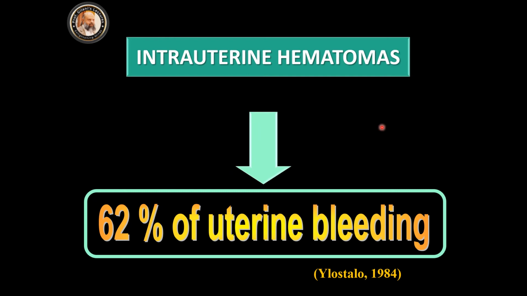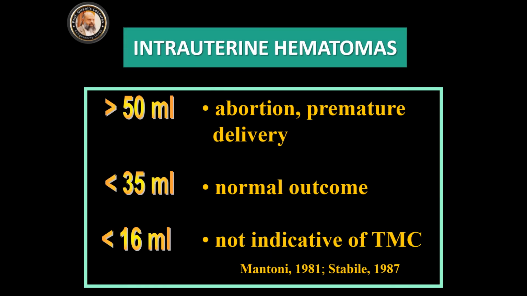Intrauterine hematomas can be found in about 62% of uterine bleeding. It is according to one of the studies which was published in 1984. If the intrauterine hematoma is above 50 ml, abortion or premature delivery can occur. If it is less than 35 ml, there will be an abnormal outcome, whereas if it is less than 16 ml, it is not indicative of any pregnancy complication. This is according to two studies.